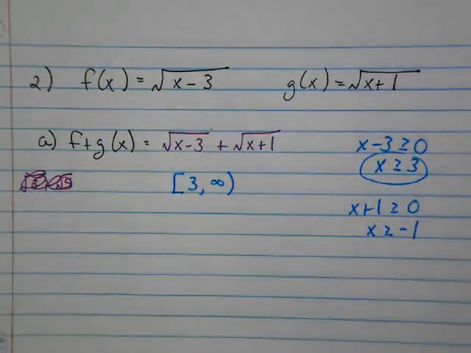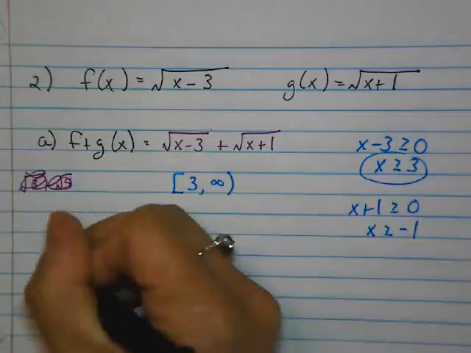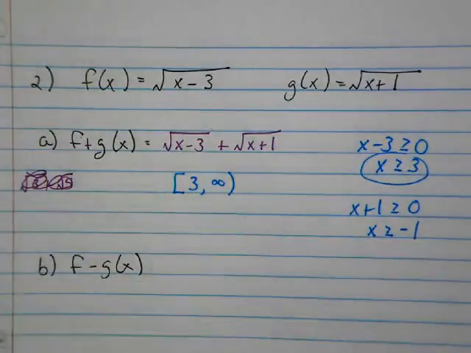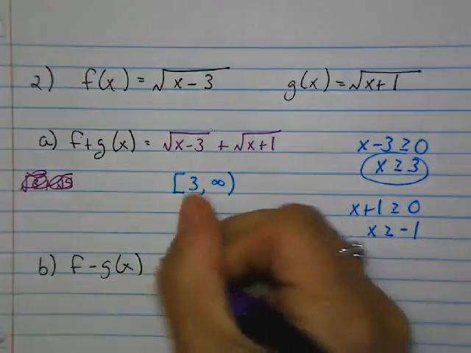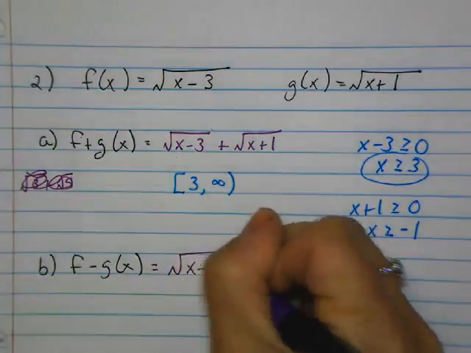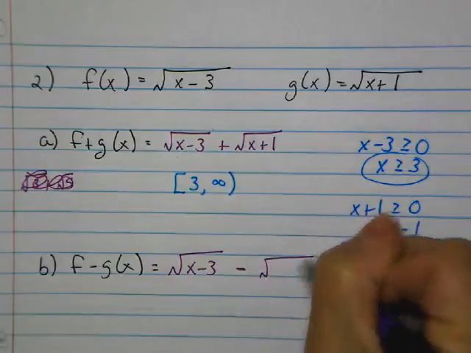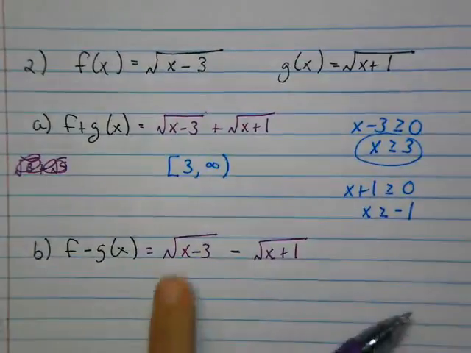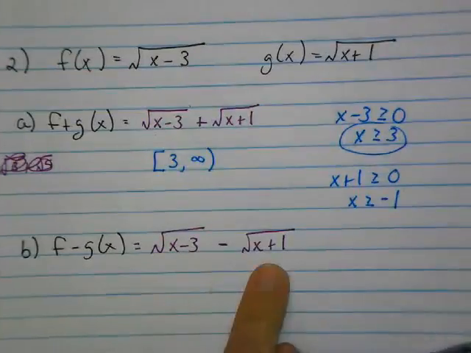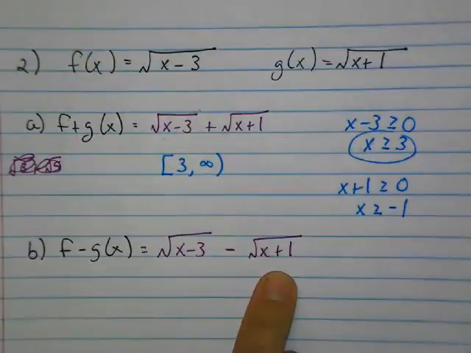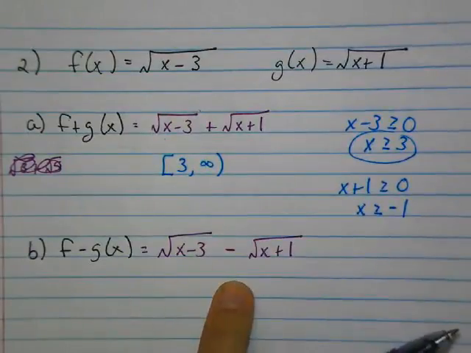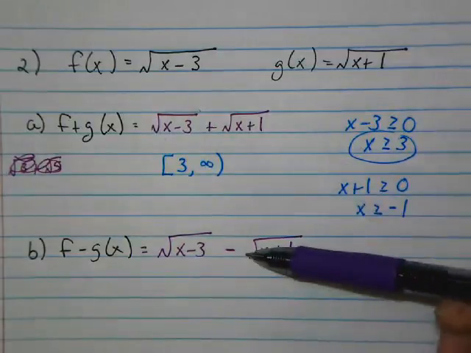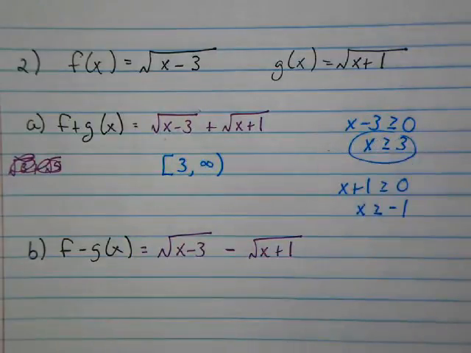f minus g of x. So I'm going to take function f minus function g. Again, I can't put them together because the terms underneath the square roots are not the same. So this is my answer. The only thing I have to do again is figure out the domain. Well, isn't this the same thing as number 1? So its domain is still 3 to infinity.